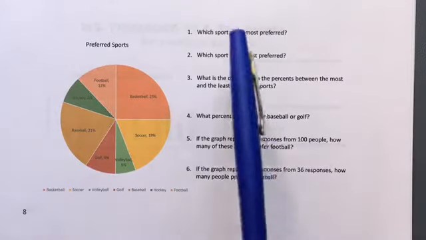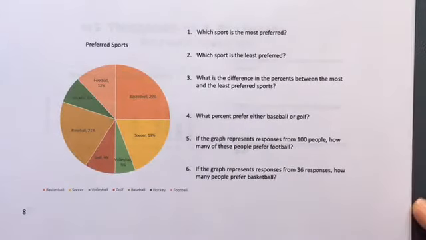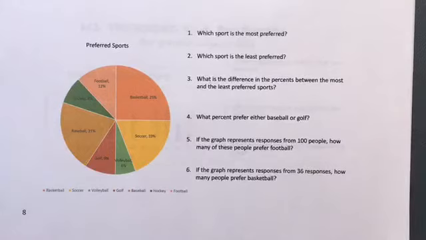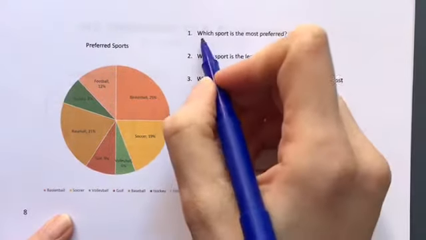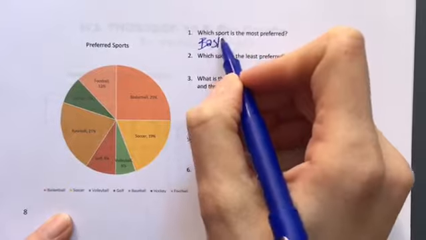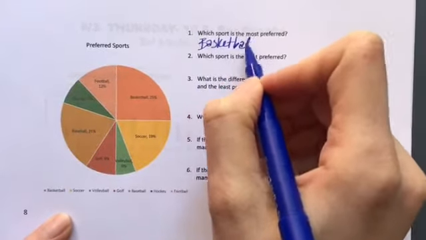Now in number 1, it says which sport is the most preferred. And again, circle graphs or pie charts are very easy for this type of thing. We can quickly look, and that's the whole point. We're trying to make data visual, so when people look at it, they understand what the numbers were. So quickly looking at it, which sport is most preferred? Well, it's basketball. No surprise there, right? We all love basketball.